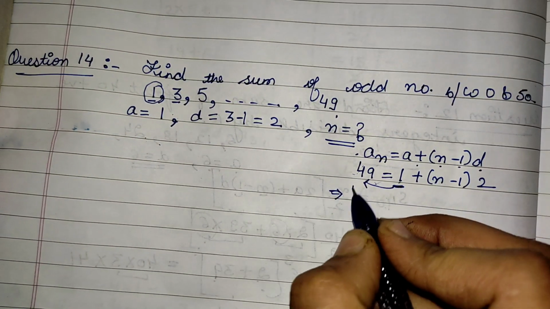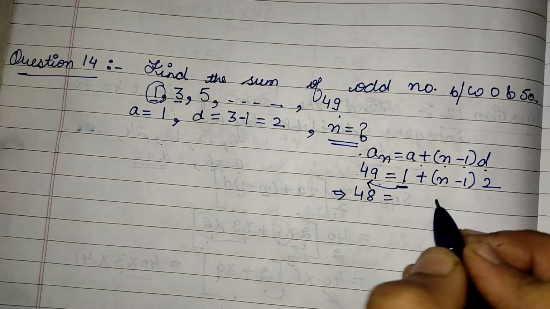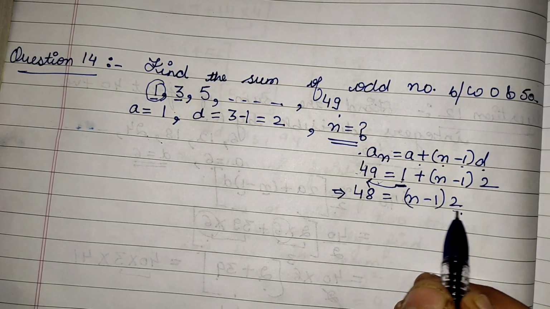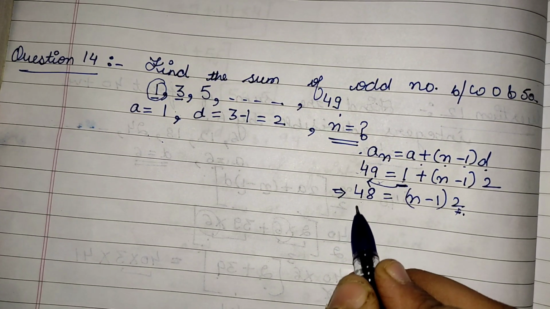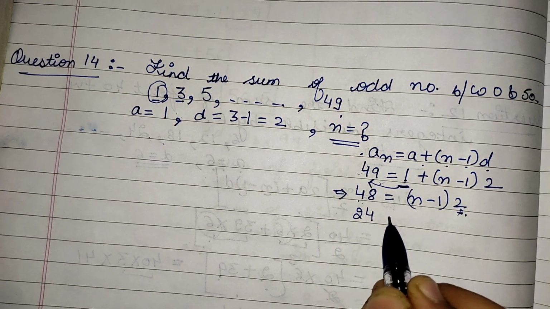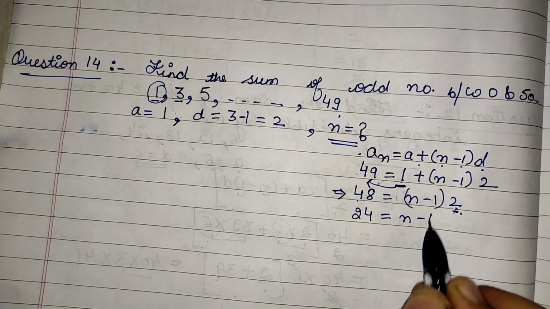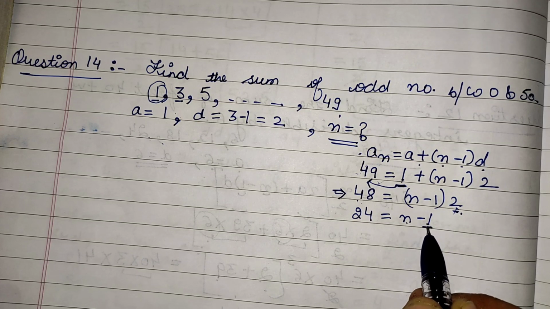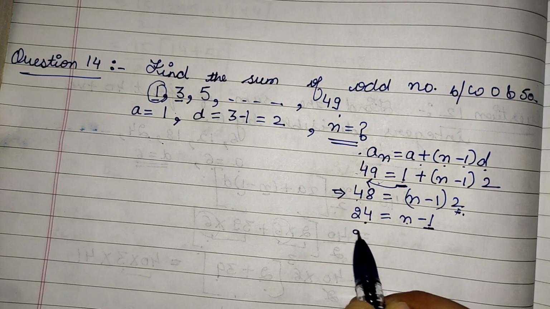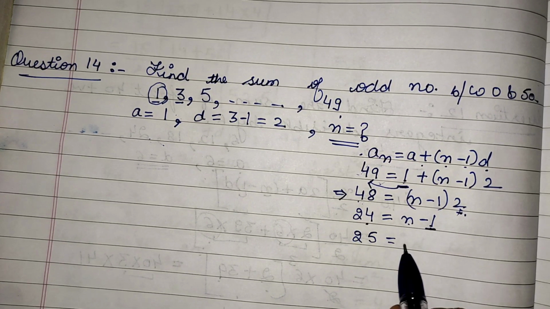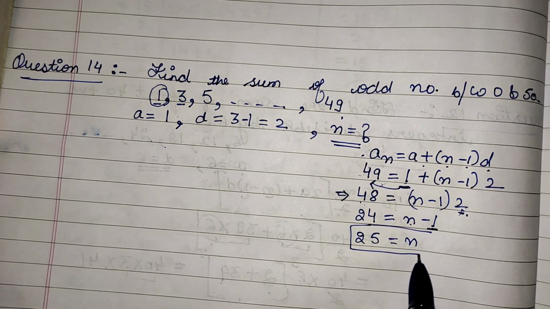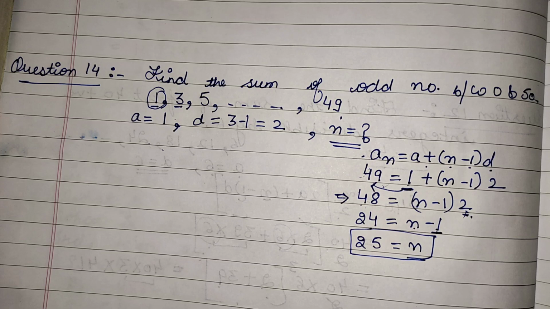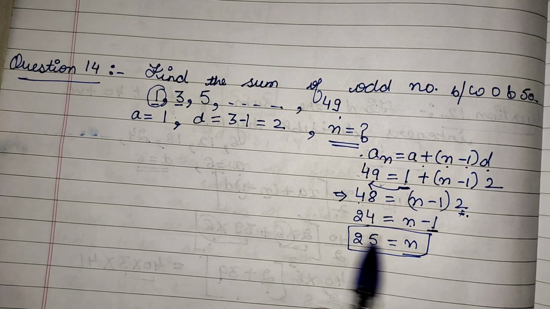49 minus 1 will become equal to 48, which is equal to n minus 1 into 2. So 2 is being multiplied here; when it is divided, I will get 24 is equal to n minus 1. Now this 1 is subtracted here; when it goes to the left hand side, it becomes 25. So 25 will be equal to n. So now I have the value of n also.